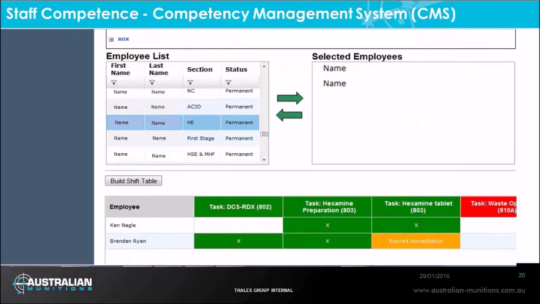The shift matrix, which is pictured on this slide, is an essential function of the CMS which enables shift leaders, schedulers and other personnel to generate a shift report. The report compares individual employees against operator competency. Competency expiry and competency assessment records are all updated in the CMS.